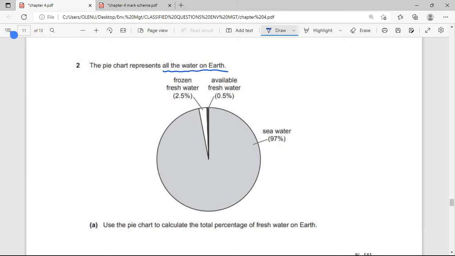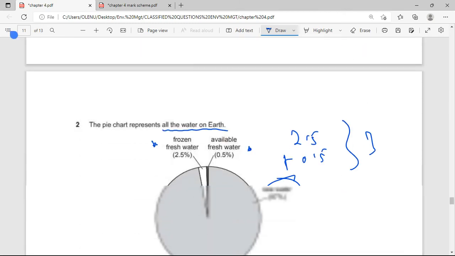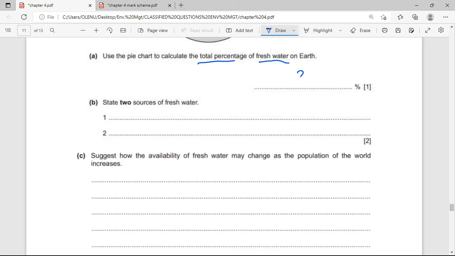Now, they say the pie chart represents all the water on earth. Use the pie chart to calculate the total percentage of fresh water on earth. Here you have frozen water, seawater, and available fresh water. This is fresh water, but it's frozen. So available and frozen fresh water, that's 2.5 plus 0.5, that's 3%. Your answer here is 3.